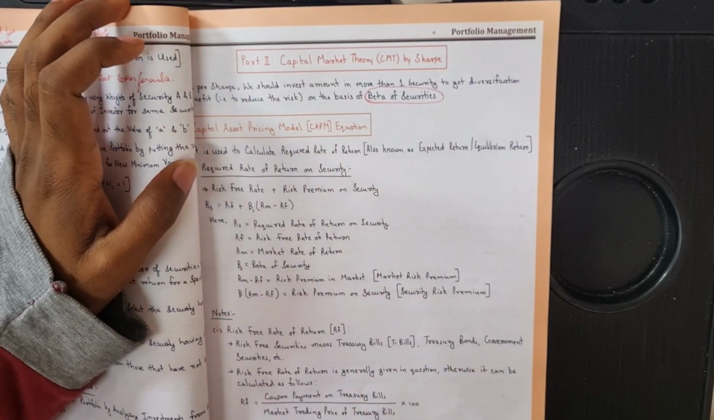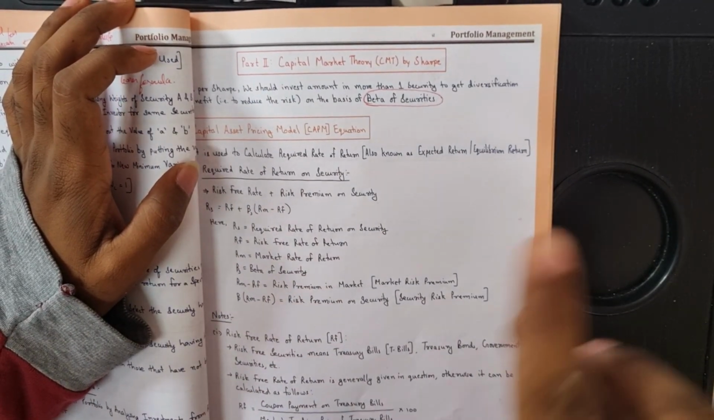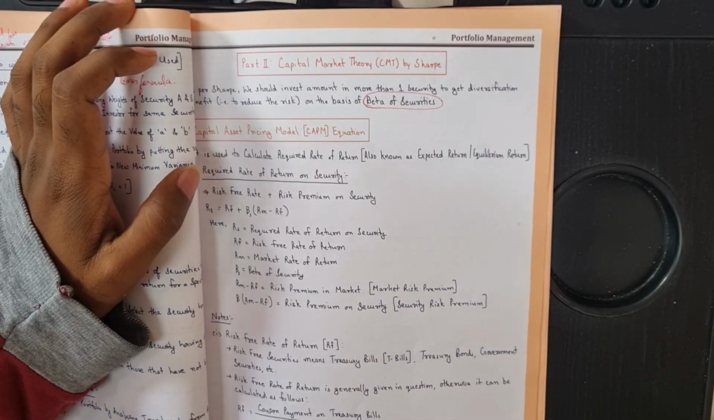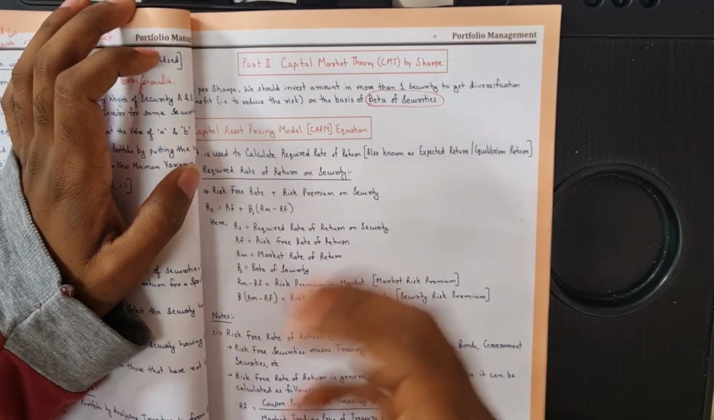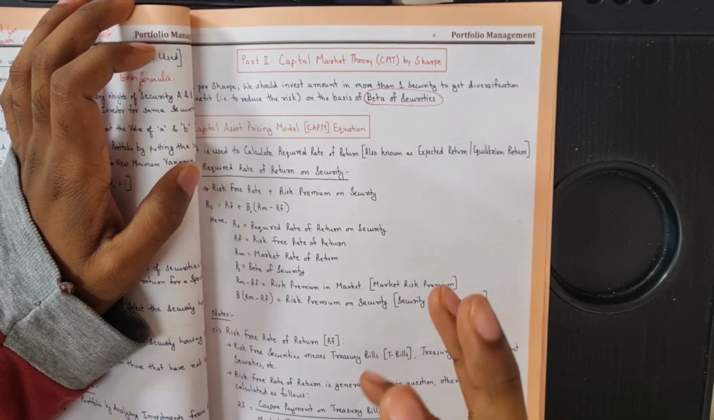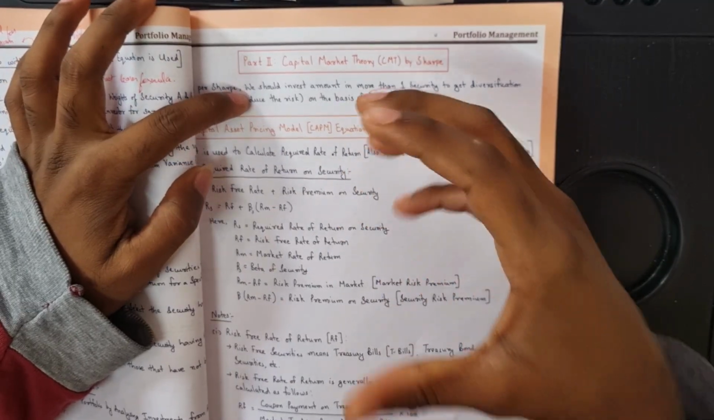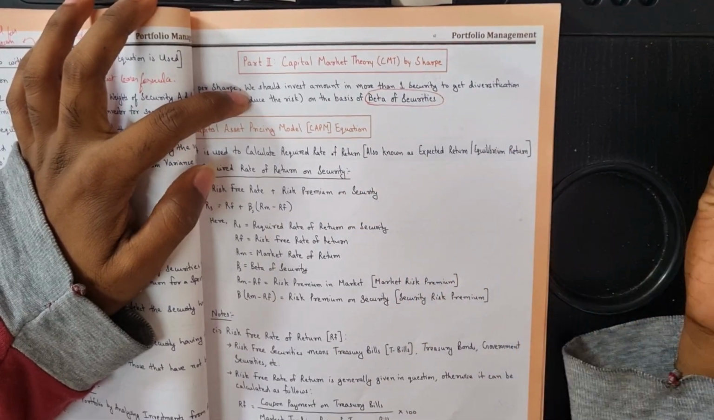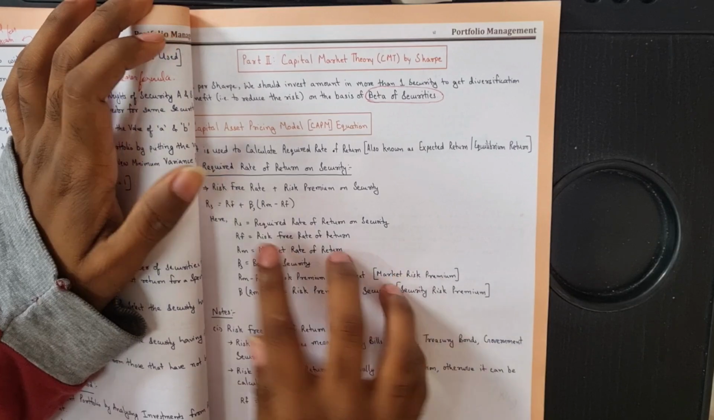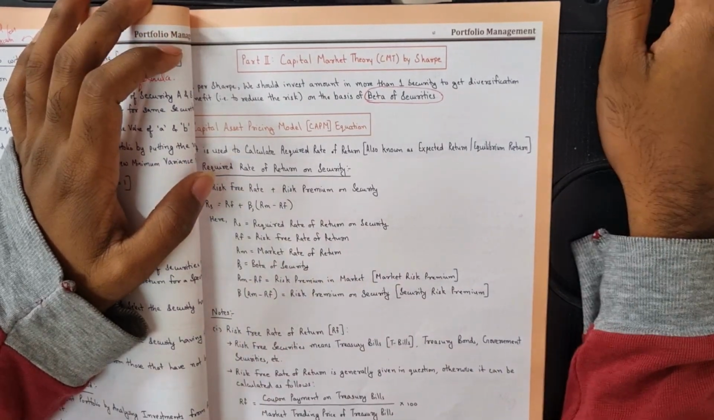Because beta of market is 1, we don't need that. We need the beta of security, that is, how much the security moves with respect to the market. And RS is your required rate of return on security.